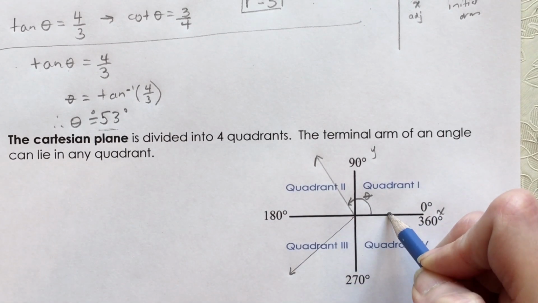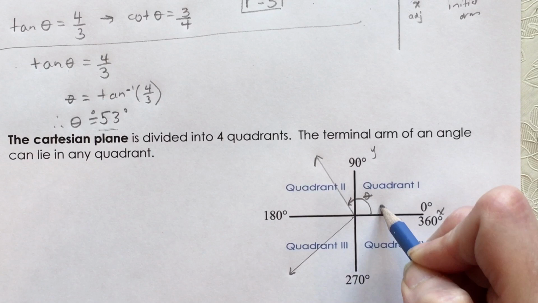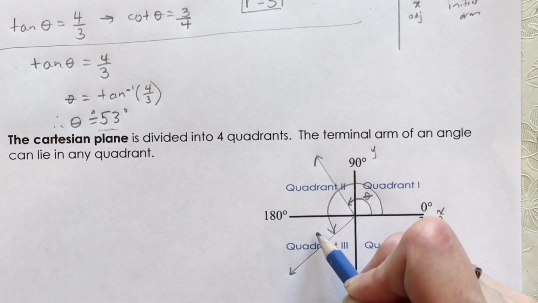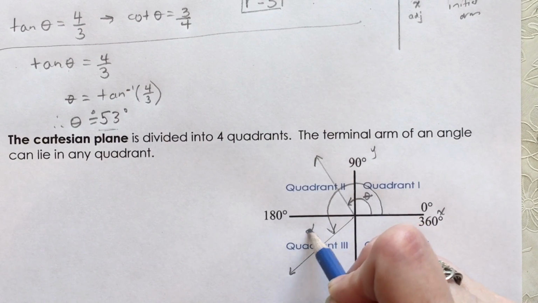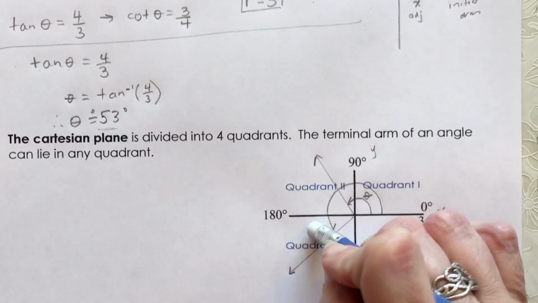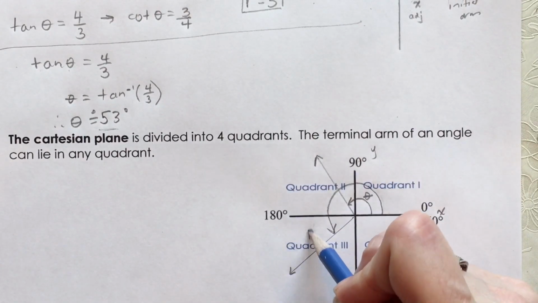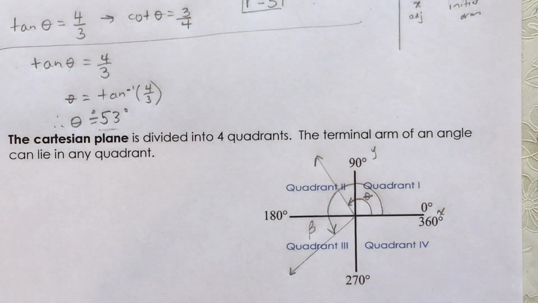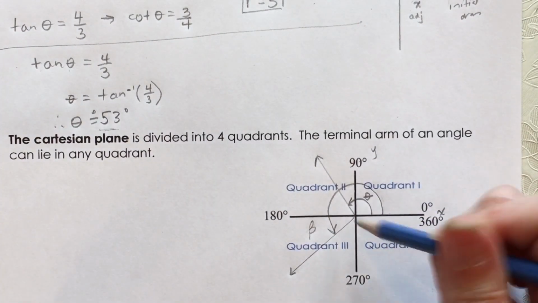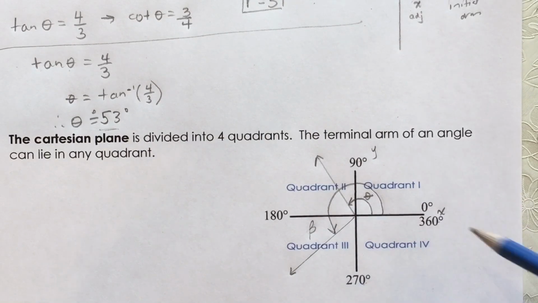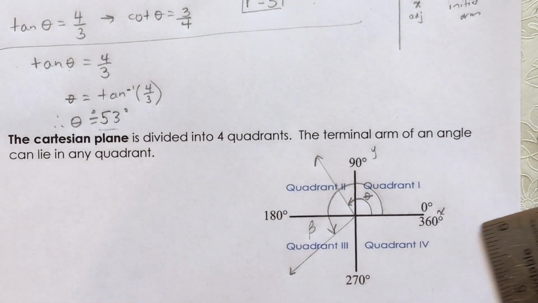So now we'd be looking at an angle coming all the way from the positive x-axis around to the terminal arm here. Maybe we could call that unknown angle beta. It's going to be between 180 and 270. And if we wanted to draw it in the 4th quadrant, the angle we'd be talking about would be between 270 and 360 degrees.